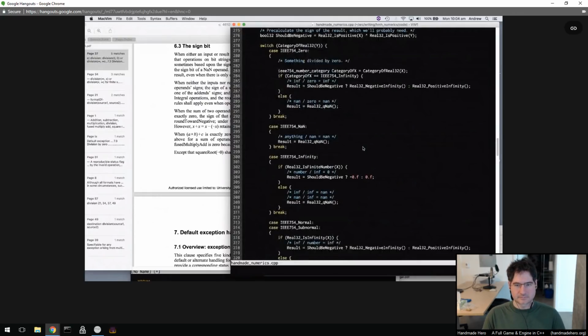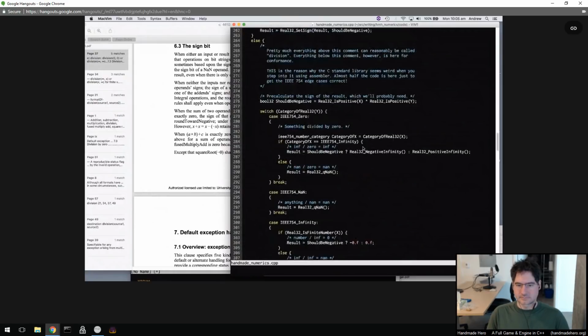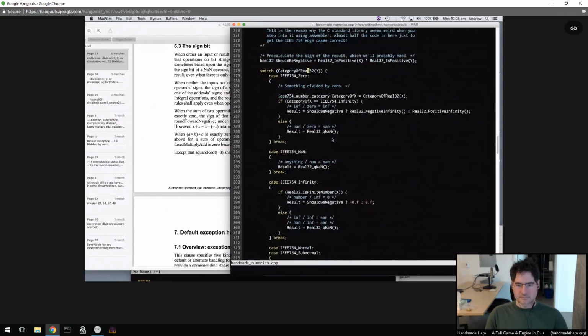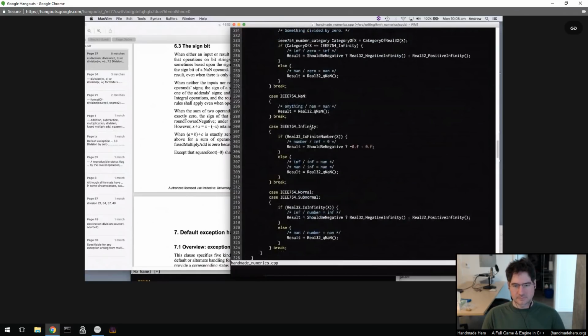So this is the case where either x is not a finite number or y is not a finite number. So we look at the category of y, something divided by 0, that's got to be either infinity divided by 0 or NaN divided by 0. Those are the cases, and we have to do different things in each case. If we're dividing by NaN, we return a NaN. If we're dividing by infinity, well, a number divided by infinity is 0. That makes sense. But we do have to worry about the sign, I think.